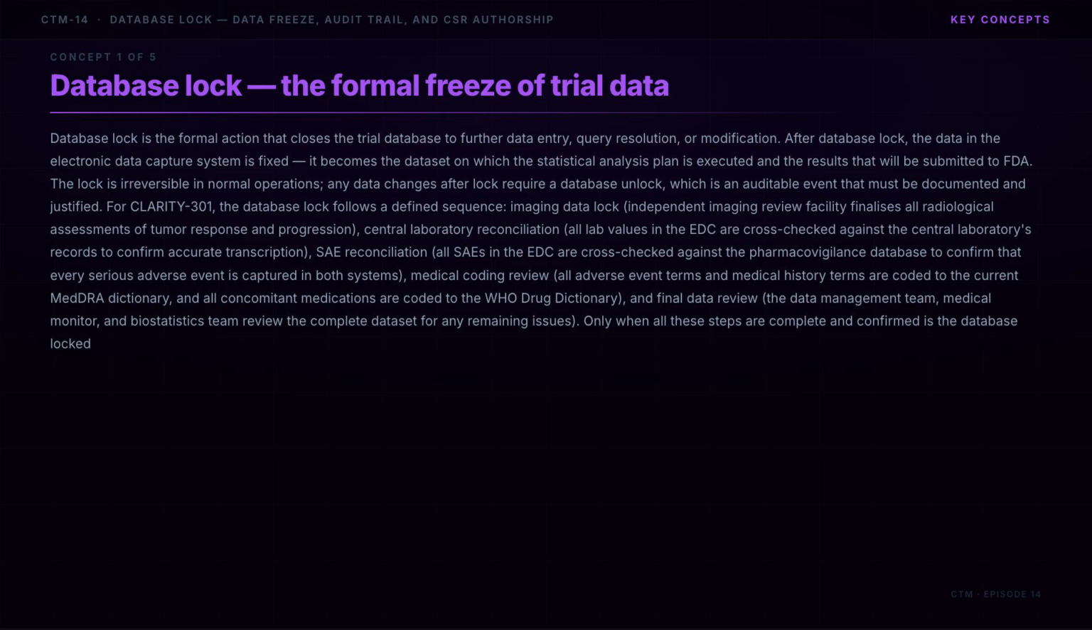Medical coding review. All adverse event terms and medical history terms are coded to the current MedDRA dictionary, and all concomitant medications are coded to the WHO drug dictionary. And final data review. The data management team, medical monitor, and biostatistics team review the complete dataset for any remaining issues. Only when all these steps are complete and confirmed is the database locked.